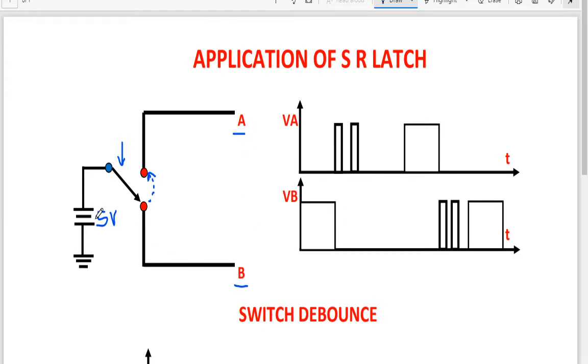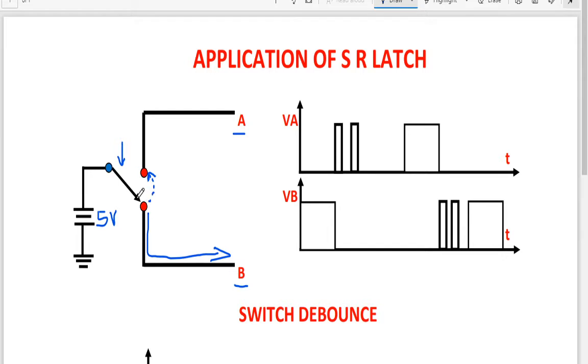Now what happens when I supply a 5 volt power supply to this center contact, and if the center contact is currently pointing towards the bottom part of my switch? A 5 volt power supply will start flowing to this point B.